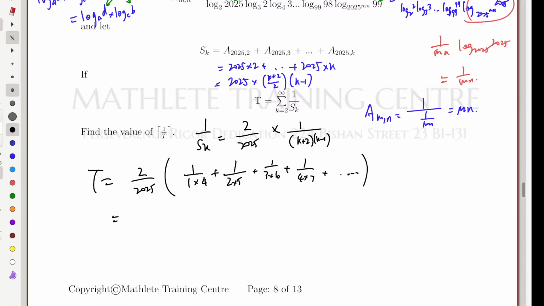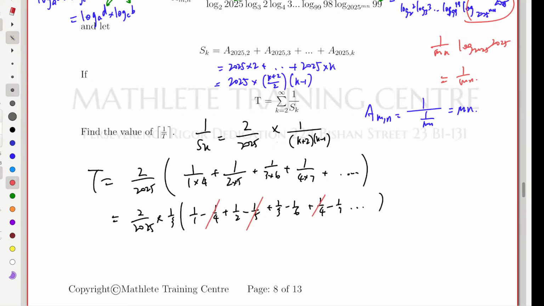So this will be 2 over 2025 times a further 1 over 3 of 1 over 1 minus 1 over 4 plus 1 over 2 minus 1 over 5 plus 1 over 3 minus 1 over 6 plus 1 over 4 minus 1 over 7, dot, dot, dot. So in the end, when you cancel out, minus 1 over 4 plus 1 over 4, minus 1 over 5 plus 1 over 5 and so on, only the first three terms here will be left over.